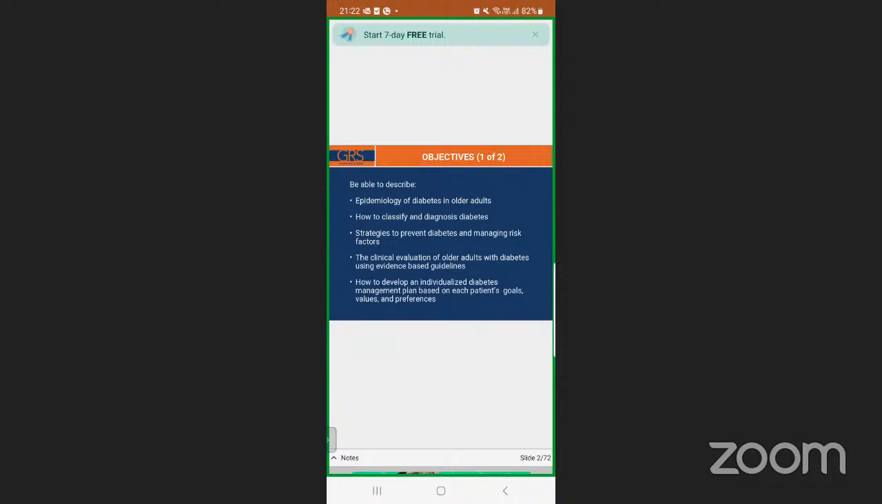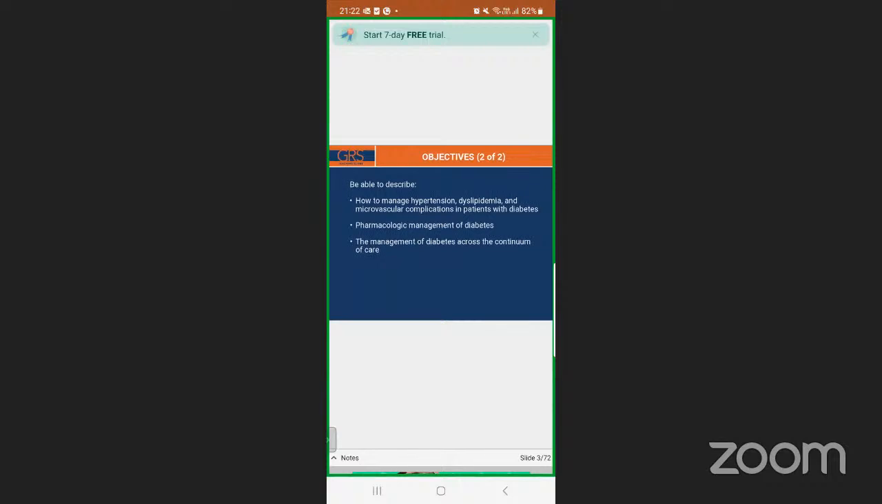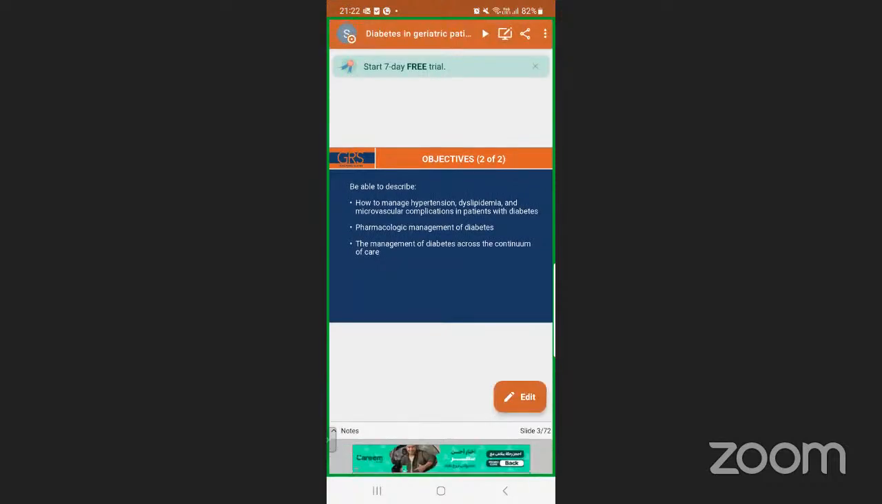We will also examine how to conduct a thorough clinical evaluation using the latest evidence-based guidelines. Finally, you will learn how to craft personalized diabetes management plans that honor each patient's unique goals, values, and preferences. We will learn about how to manage hypertension, dyslipidemia, and microvascular complications in patients with diabetes. Also, pharmacological management of diabetes.